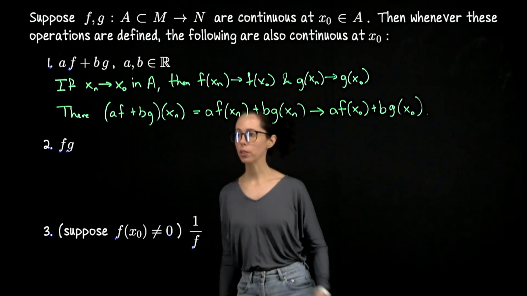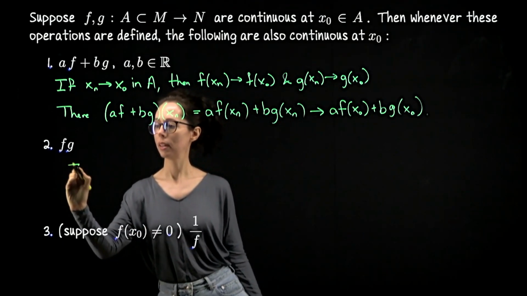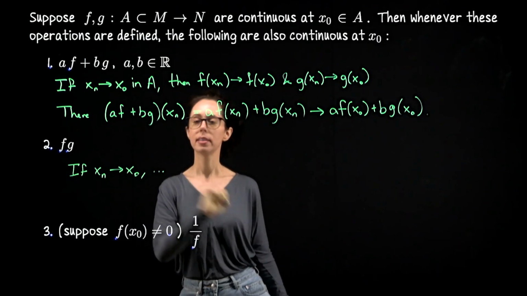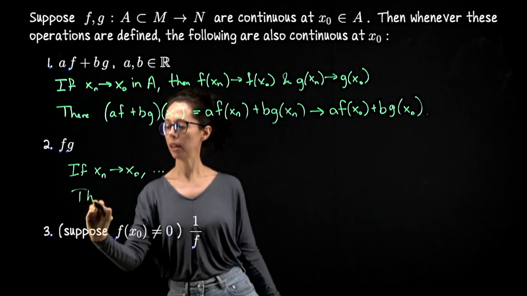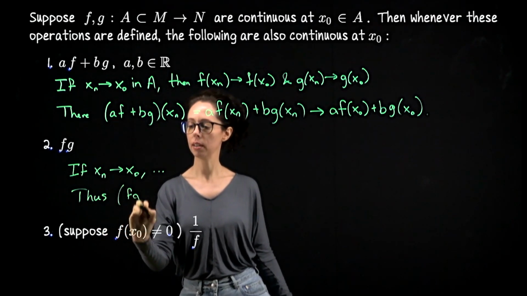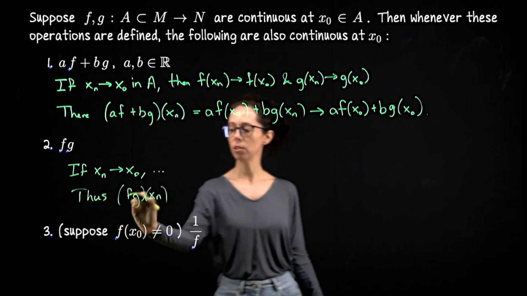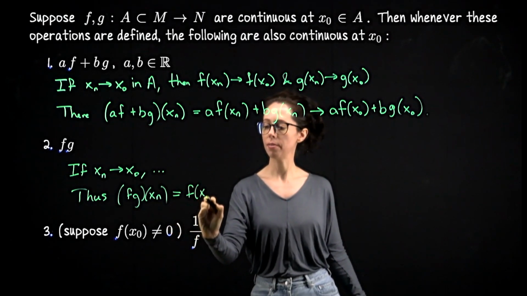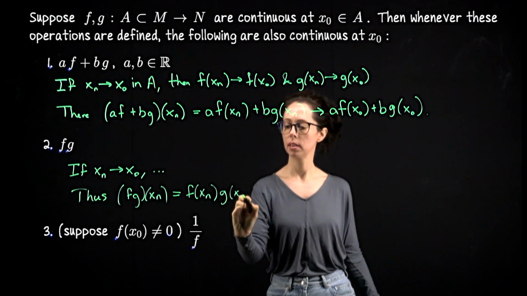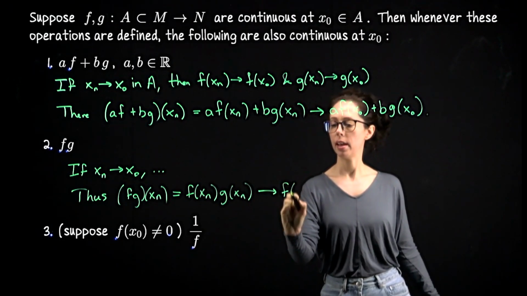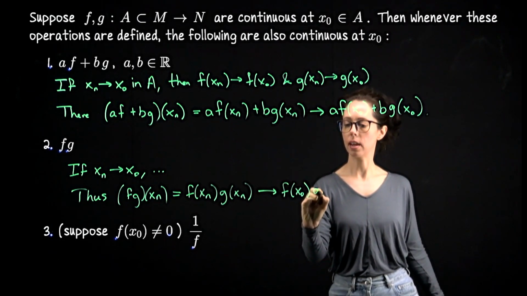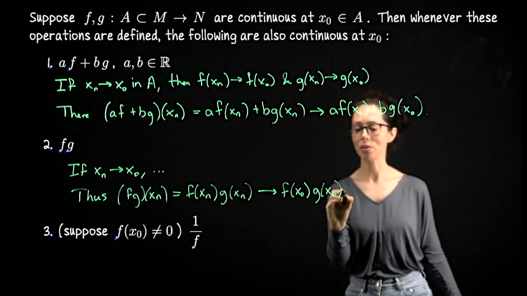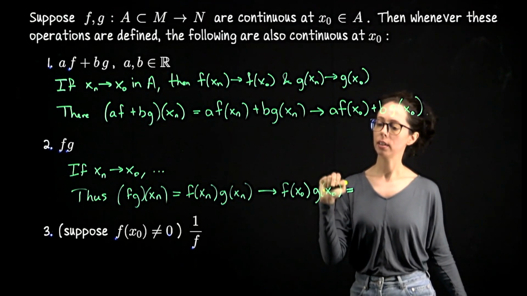Okay, so let's do the next one in the same way. Again, if xn converges to x naught, same as above, then fg of xn, this new function that we are creating, well, it's defined as the product of f of xn and g of xn, and that converges to f of x naught times g of x naught, which maybe I'll write back in this new function notation. That is fg of x naught.